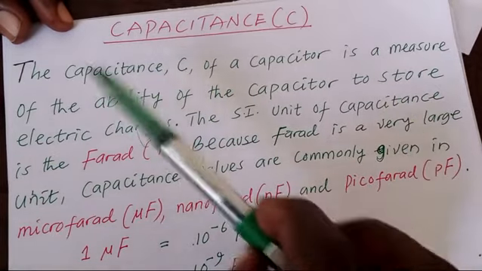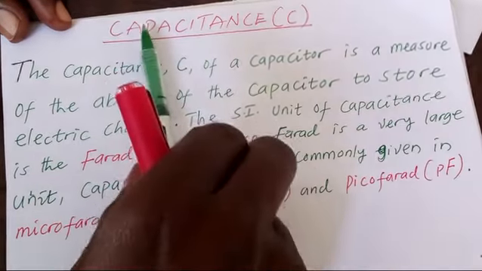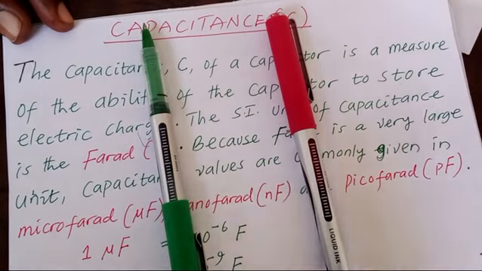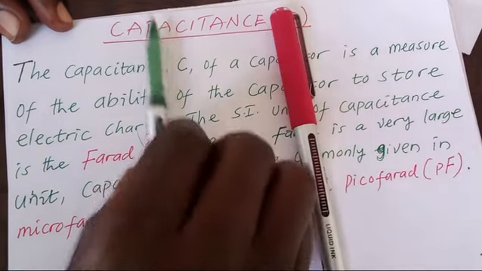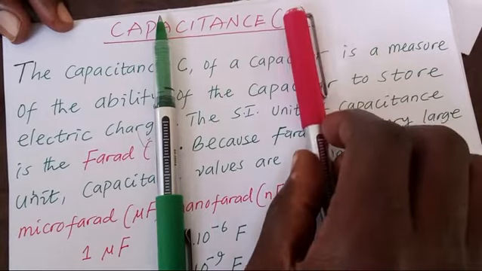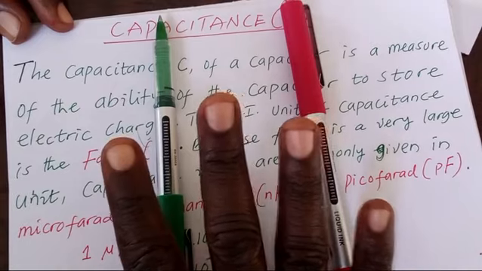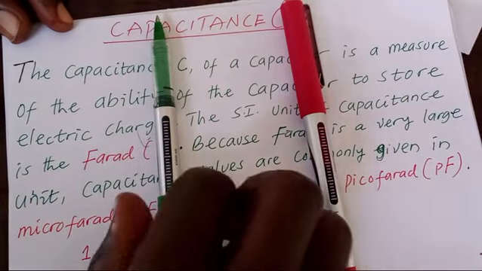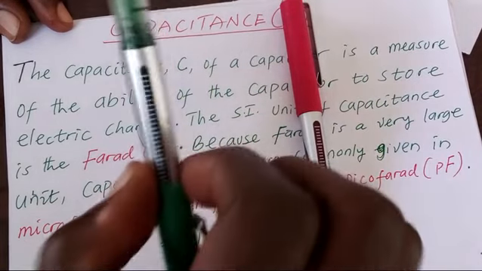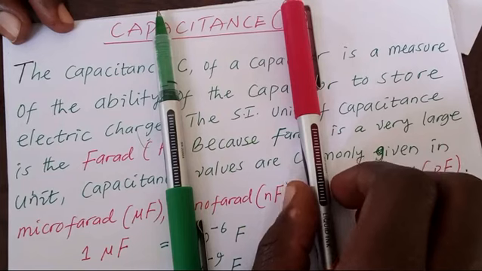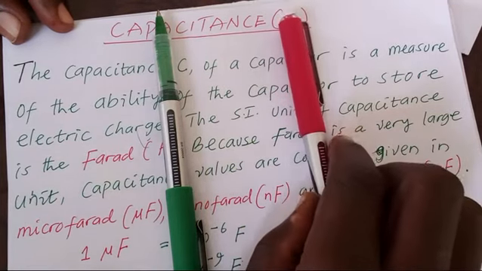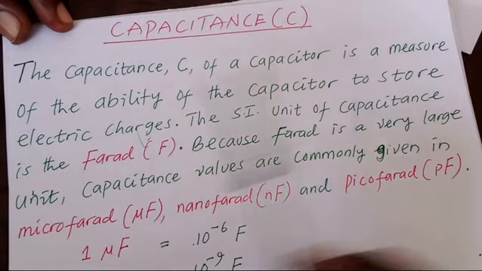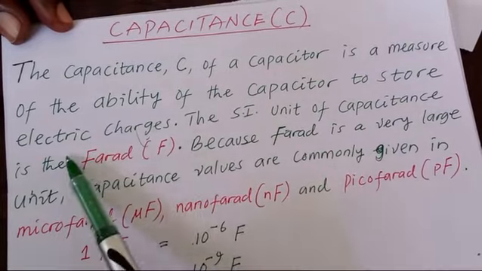If you are given two capacitors, let's say this is capacitor A and this is capacitor B. They have different values of capacitance. You want to know which one will store more charges. Maybe this is 50 microfarad and this is 20 microfarad. Now if you want to know which one will store more electric charges when the same potential difference is applied across them, then you look at the value of capacitance. The one that has more capacitance, that is this one with 50 microfarad, will store more charges than this one under the same potential difference, when the same voltage is applied across them. So again, we say that the capacitance C of a capacitor is a measure of the ability of the capacitor to store electric charges.